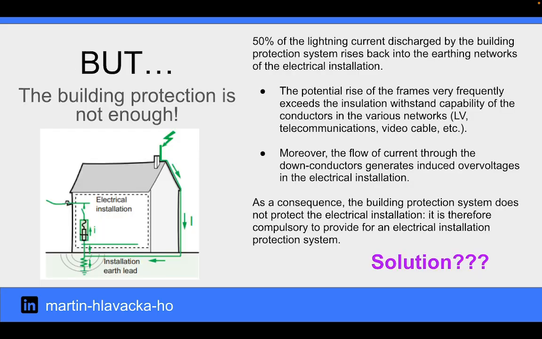In any case, the building protection system is not sufficient to protect the electrical installation equipment. 50% of the lightning current discharged by the building protection system returns to the earth network of the electrical installation. The potential elevation of the frames very frequently exceeds the insulation capacity of the conductors of the different networks. Furthermore, the flow of current through the down conductors generates induced overvoltages in the electrical installation.